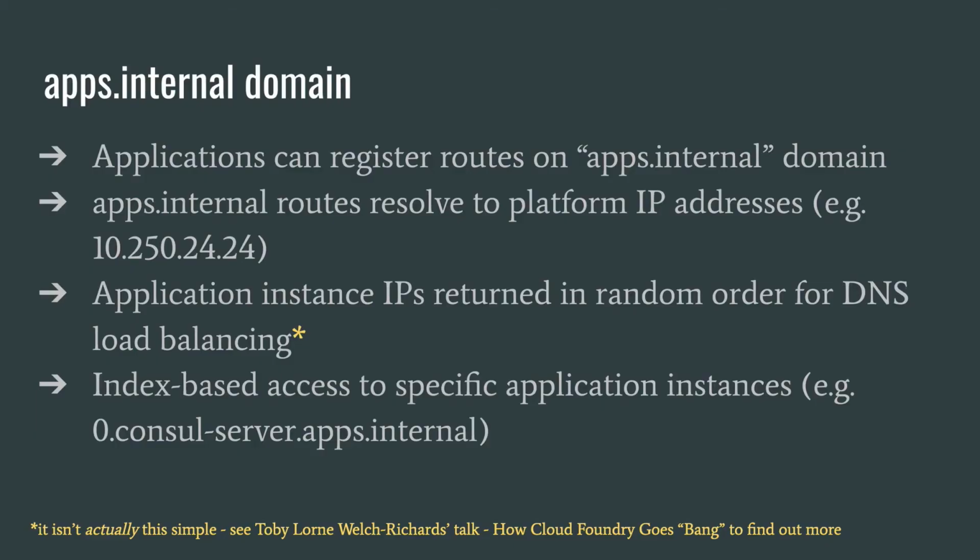The other key component here with getting this all working is the apps.internal domain. Container-to-container networking allows us to talk to other applications, but how do we find out how to address them? The apps.internal domain allows us to be discoverable by other applications running on the platform by binding to a route in this magic domain. Cloud Foundry will then automatically track all the running application instances and update the DNS for this domain, which provides a simple method of service discovery.